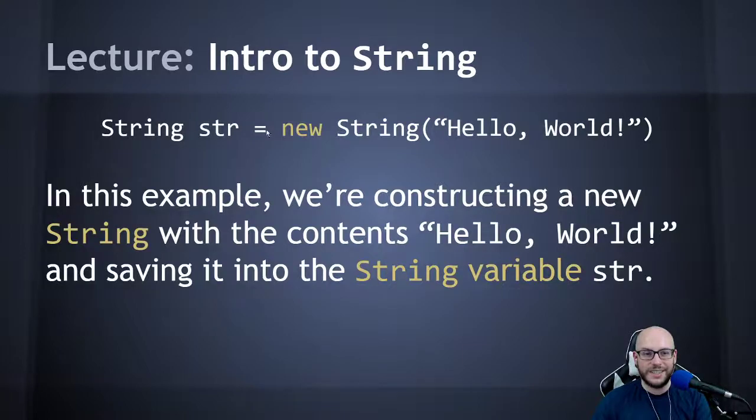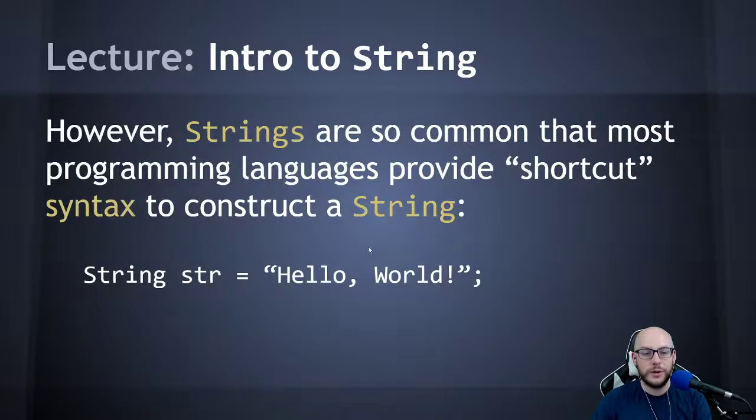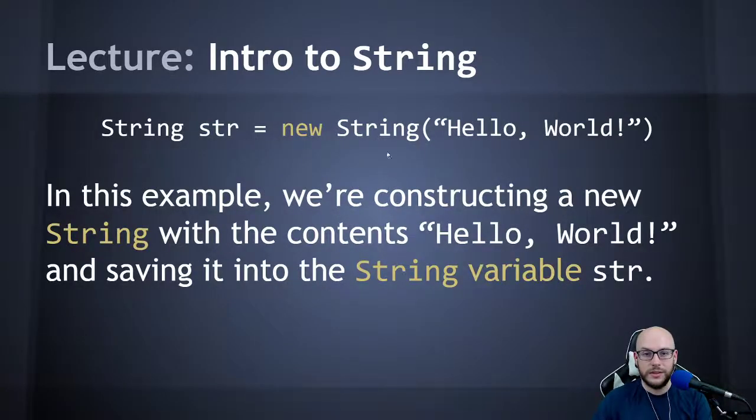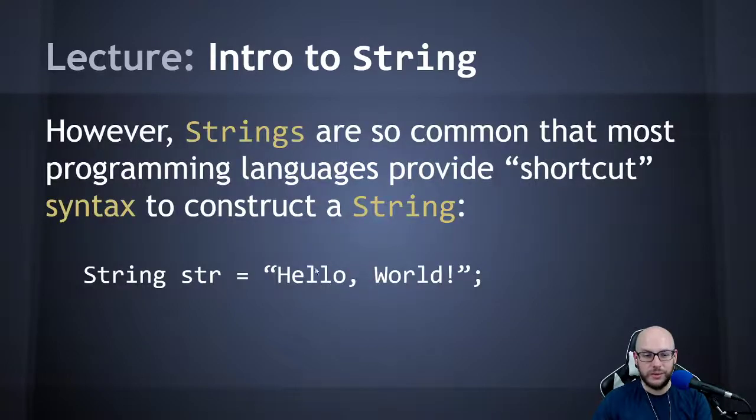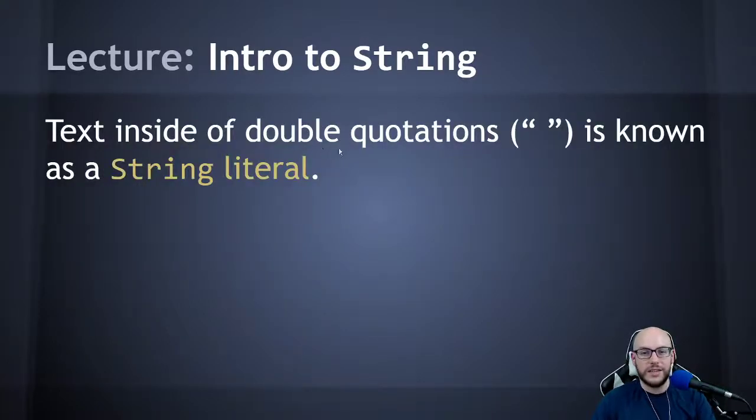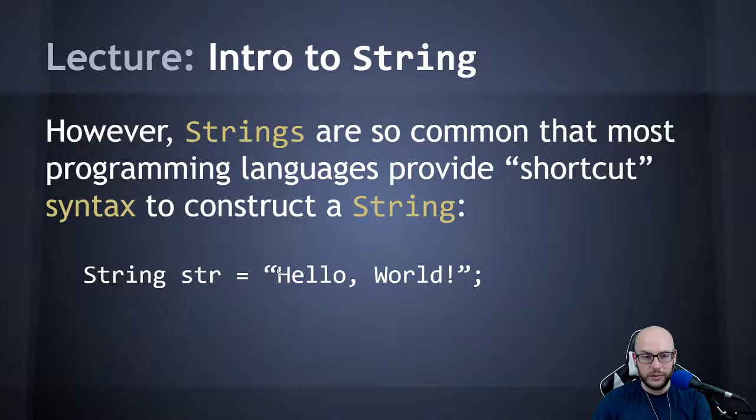We've never actually seen this. We've worked with strings a little bit, but we've never done this. You can do this. No one does, because almost all programming languages have this little shortcut syntax where you can just skip a little bit, put the stuff in quotes, and that will construct the string. Behind the scenes, what's happening is this. This is happening behind the scenes whenever you do this. The text inside double quotes is known as a string literal. This is the string literal inside the quotes. This is a string variable.